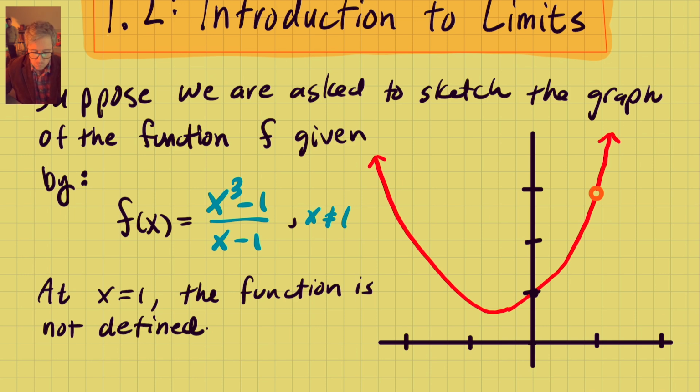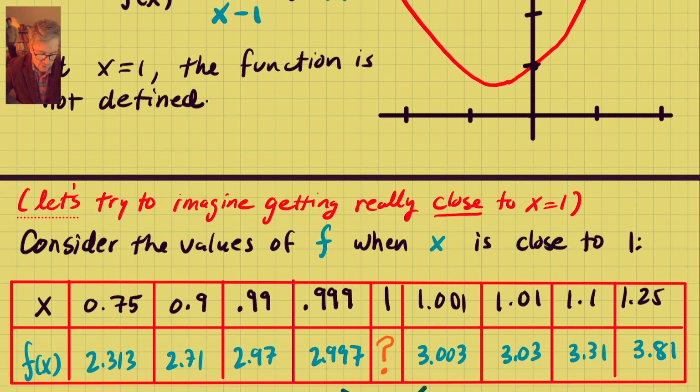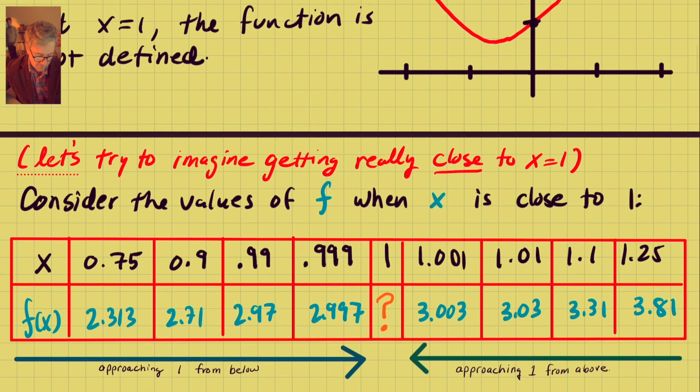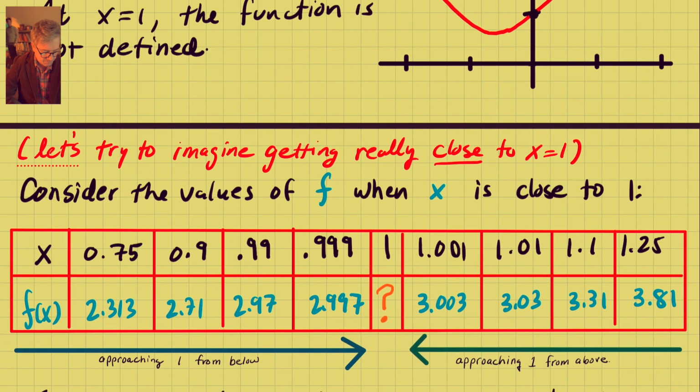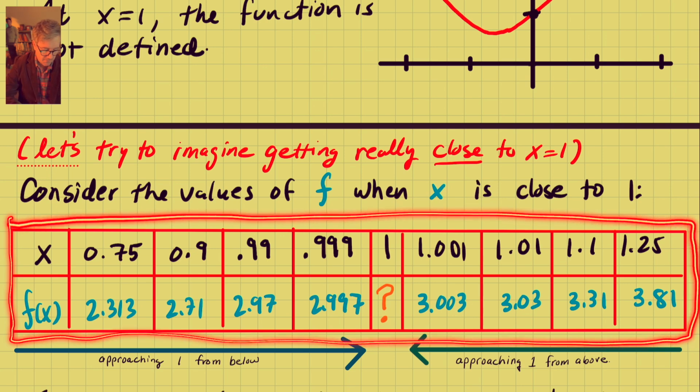Now what we're interested in doing is figuring out what's the value of this function as we get very, very close to 1. You can probably look here and see that it's likely to be 3. But let's think about the process that's involved. Say we didn't have a nice picture. What we want to do is imagine getting really close to x equals 1, but not actually evaluating the function at x equals 1. So I've got a little table here.